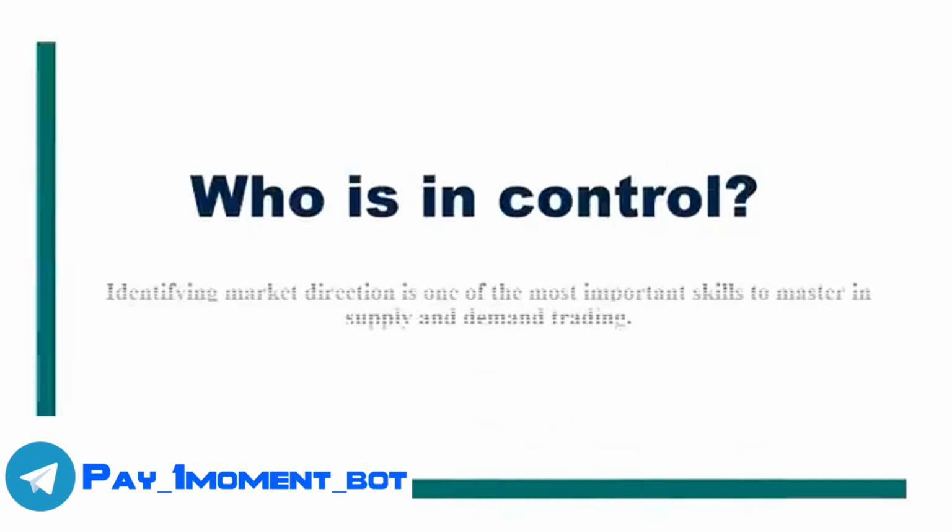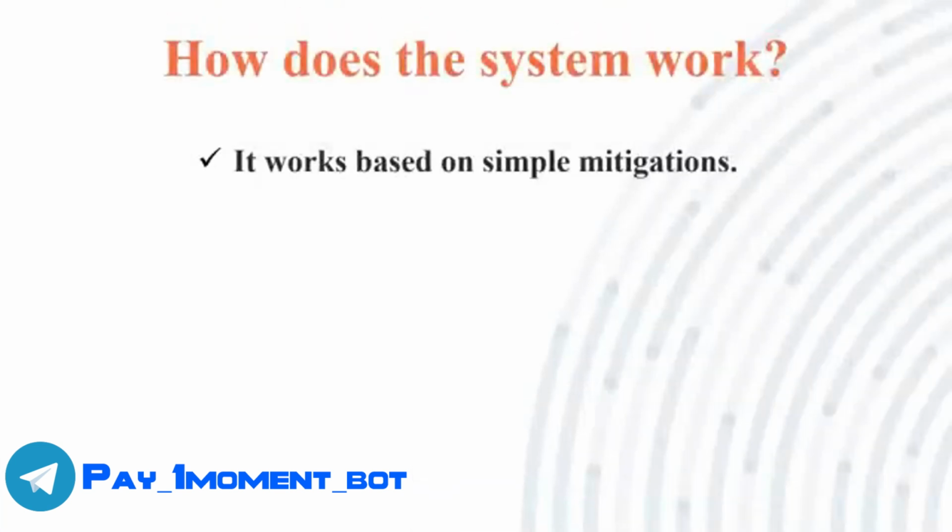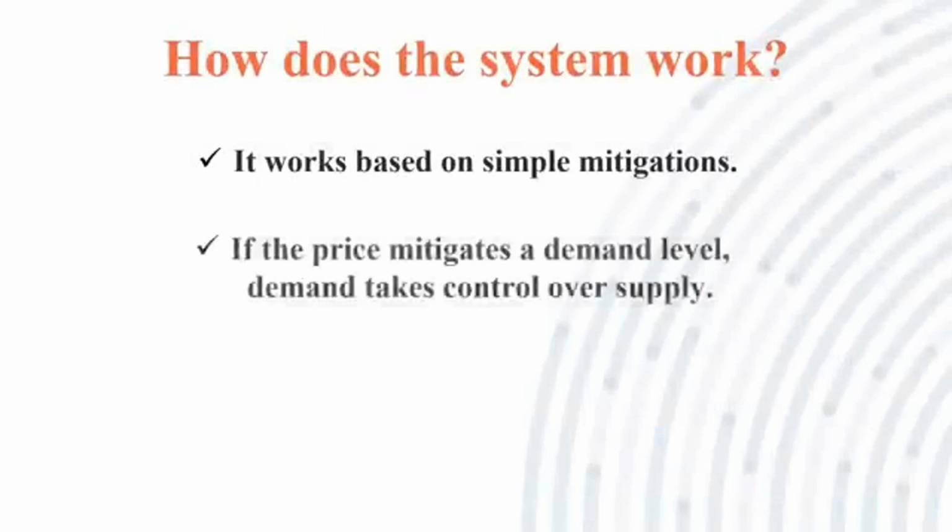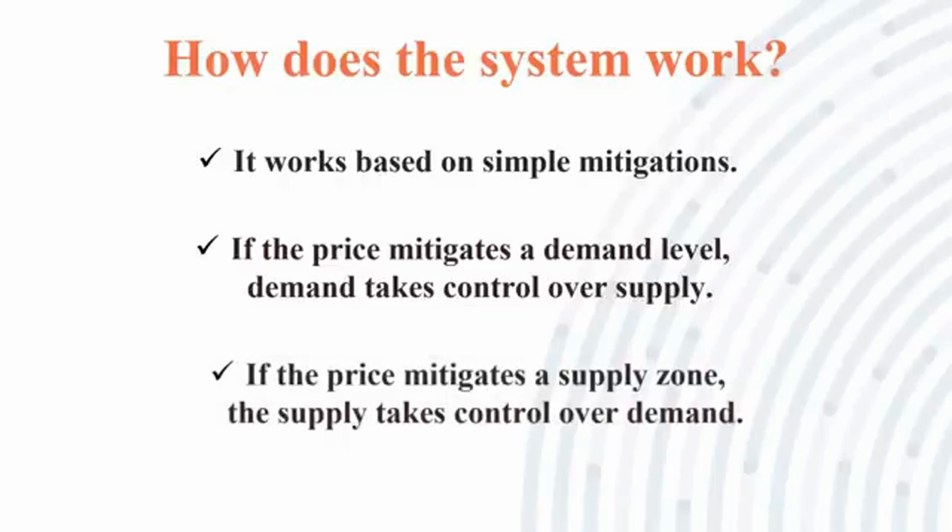Identifying market direction is one of the most important skills to master in supply and demand trading, since we always want to trade aligned with the controlling side of the market. How does the system work? It works based on simple mitigations. If the price mitigates a demand level, demand takes control over supply. If the price mitigates a supply zone, the supply takes control over demand.